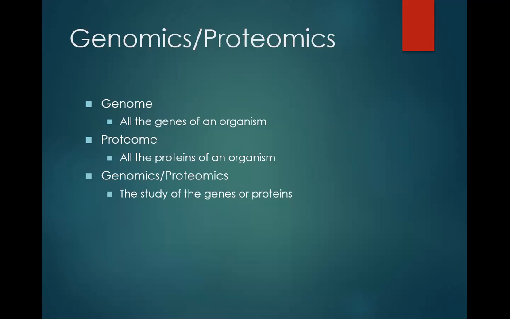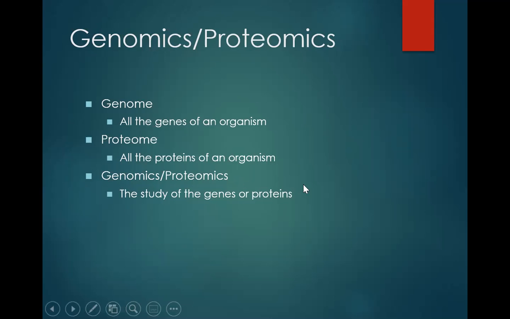Okay. Other things that you should understand: when we study an organism now, we think about the genome, or all the genes that are in the organism, and the proteome. The proteome basically is all the proteins that are expressed in the organism. So the genome is all the genes. The proteins are basically the genes that are expressed as they get translated into proteins. Genomics studies all the genes, and proteomics studies all the proteins.